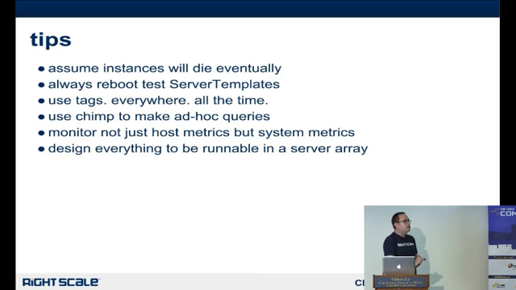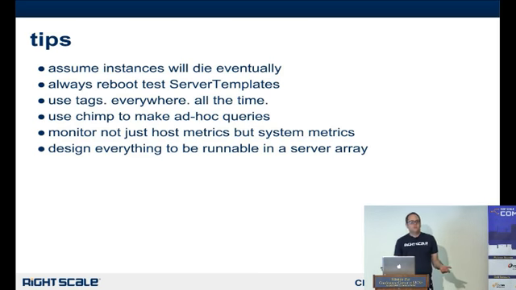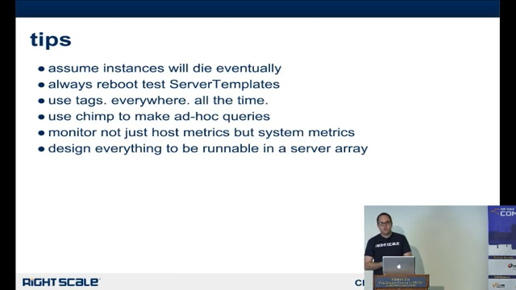Use chimp to make ad hoc queries. There's even a reporting feature in chimp that you can say, hey, what are all the IP addresses of all my servers? What are all of the IP addresses of the servers that are running Cassandra version 1.2? You can do that kind of stuff when you start tagging all your servers and you have a program like chimp.